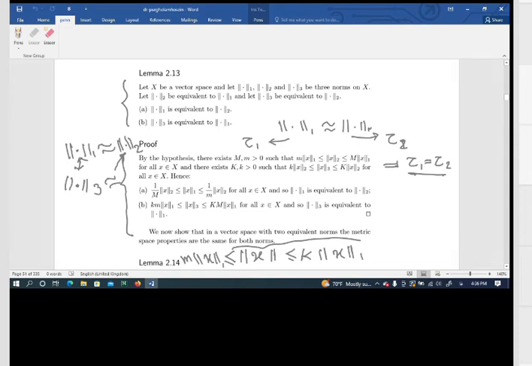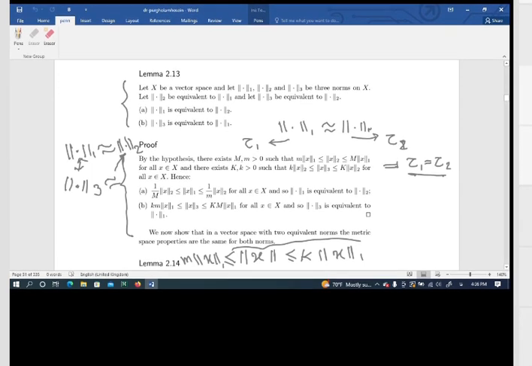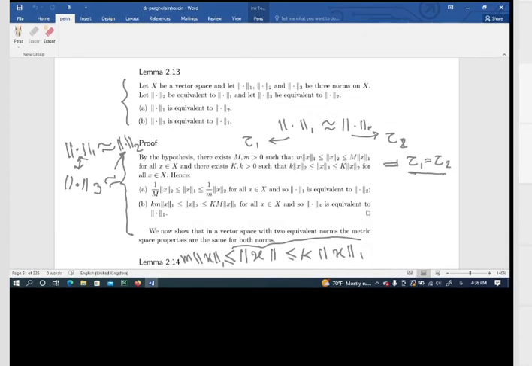For any norm, we can define a topology. For example, norm 1 introduces topology tau 1, and norm 2 introduces topology tau 2. So when two norms are equivalent, the topologies that they produce are equal. So tau 1 equals tau 2.